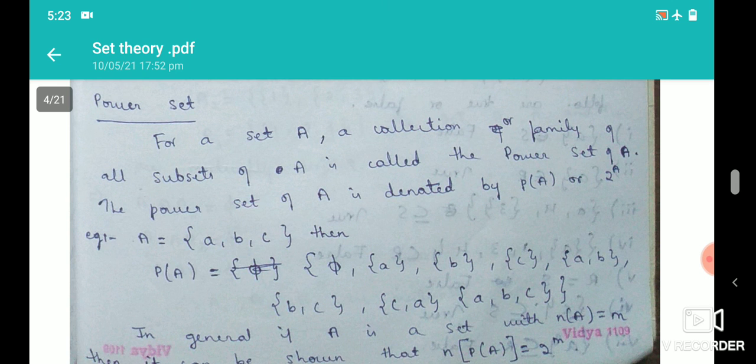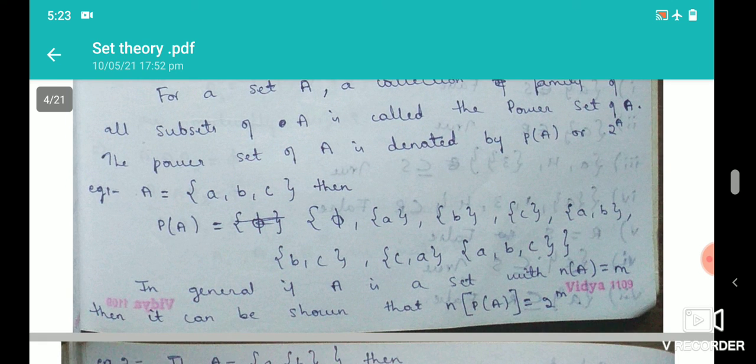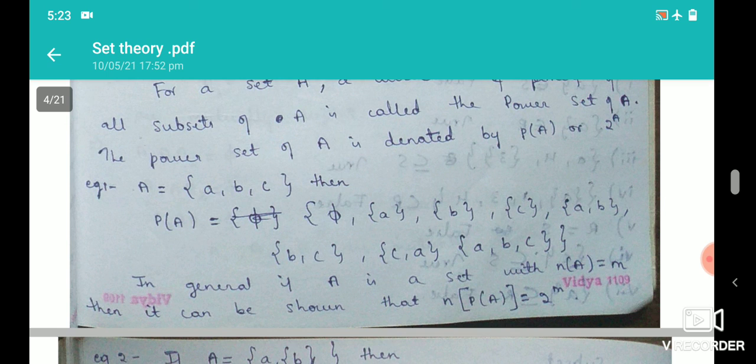It is also written as P power A, like that. That is 2 power A. An example: consider set A equal to {a, b, c}.